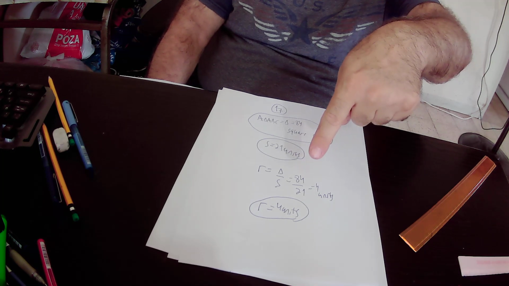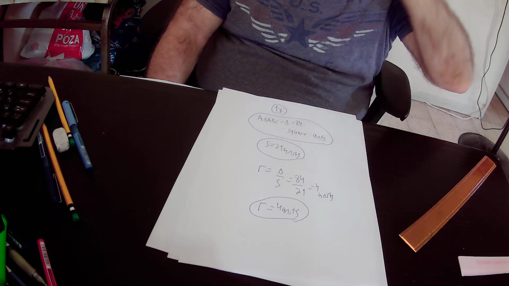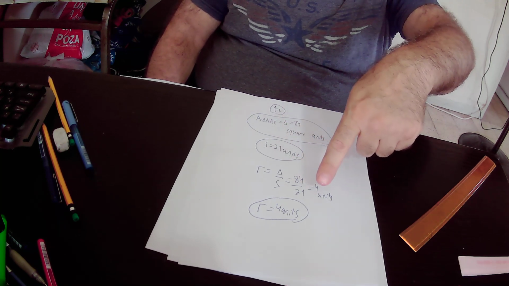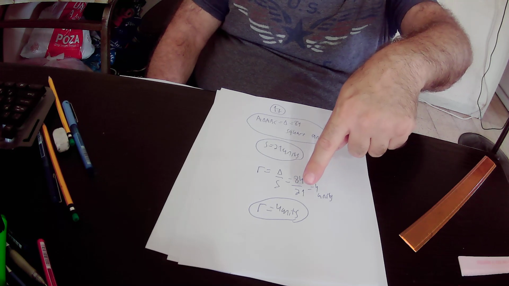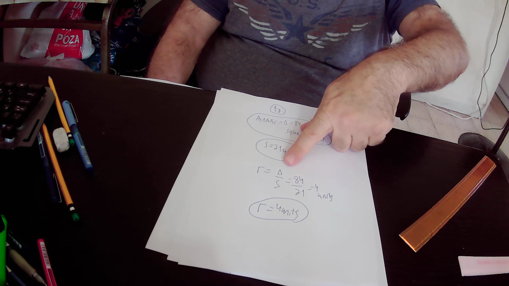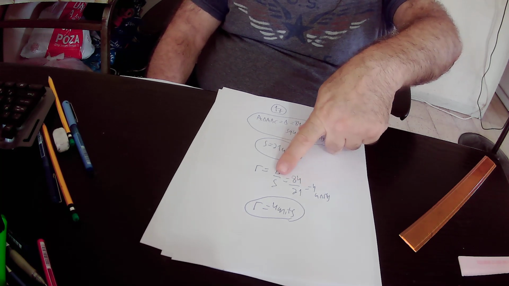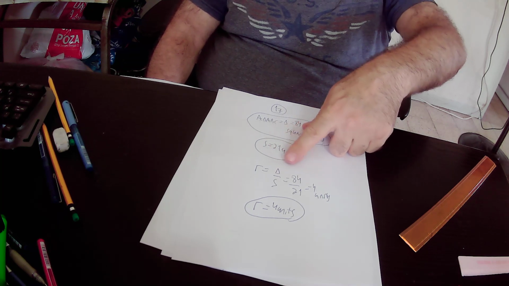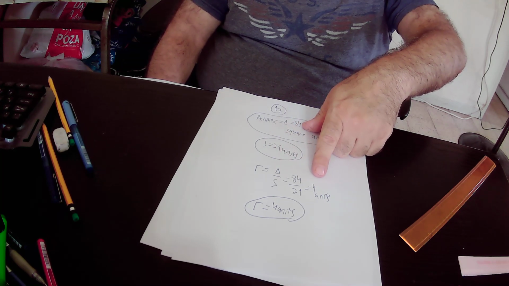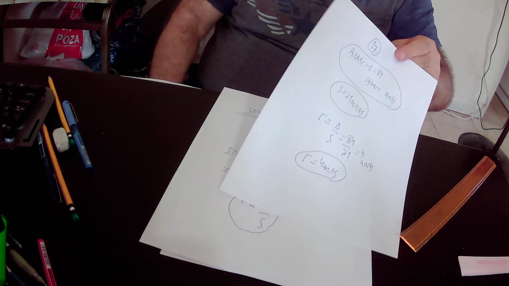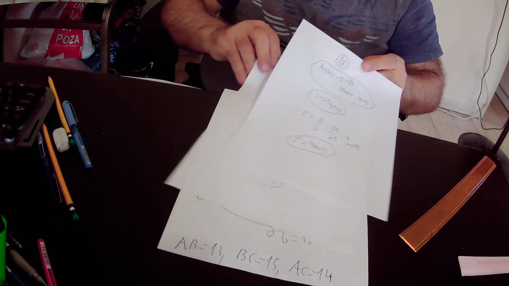So the radius of the green circle equals 4 units, that is the area of triangle ABC over the semi-perimeter of triangle ABC, equals the radius of the circle that is inscribed inside the triangle ABC, that is 4 units. So the radius of the green circle equals 4 units.